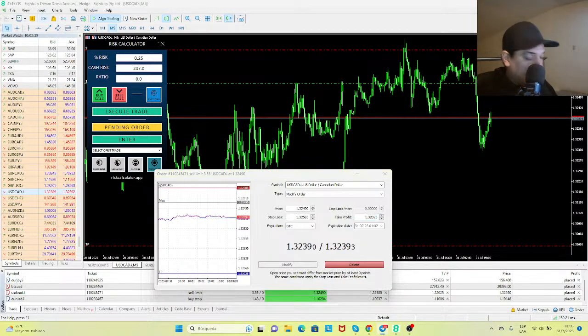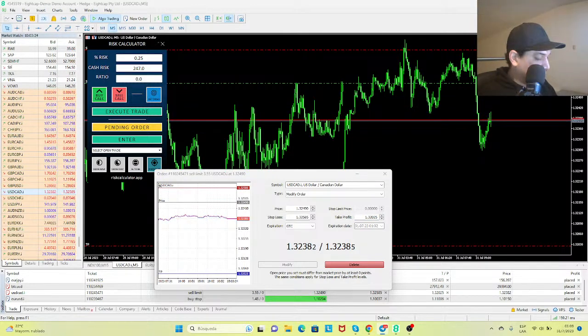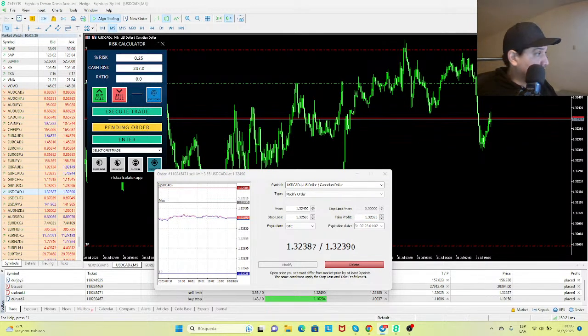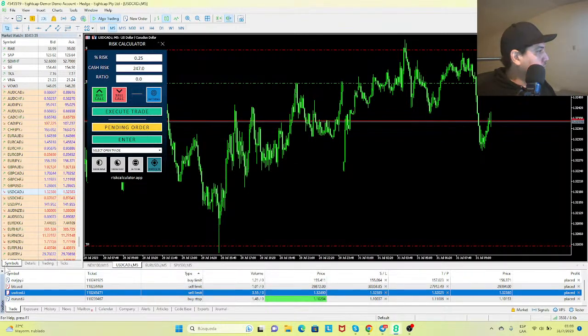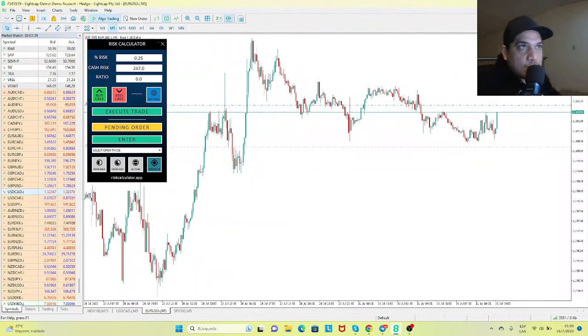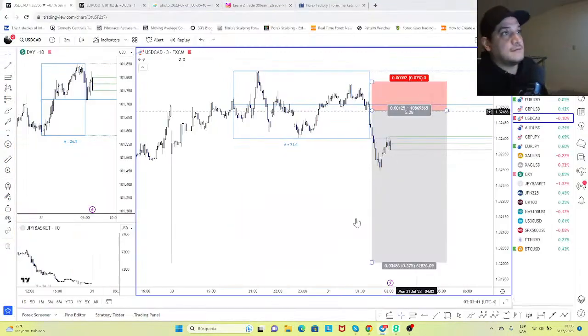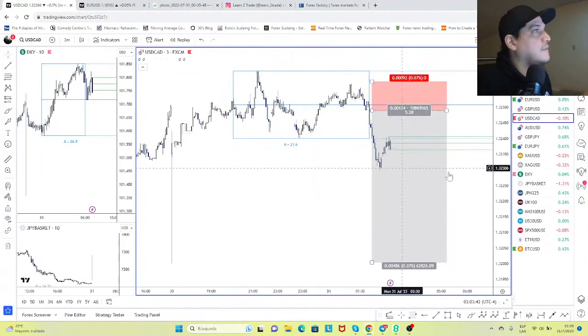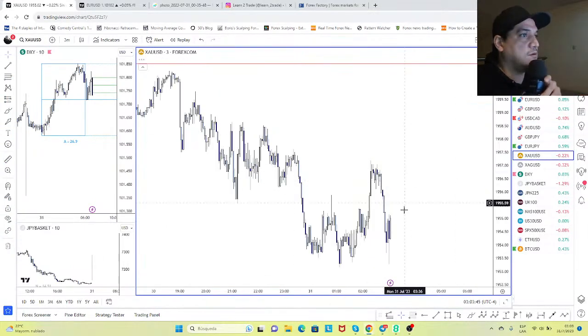That's a 5R. And my risk is 0.25. Cool beans. All right, so that Euro US dollar is about to get triggered. That means that, let's have a look at gold.